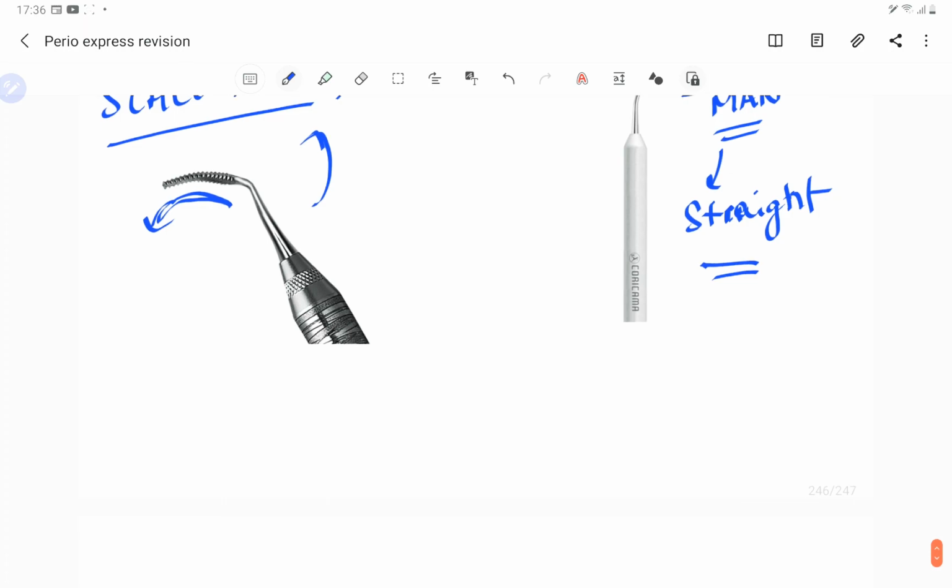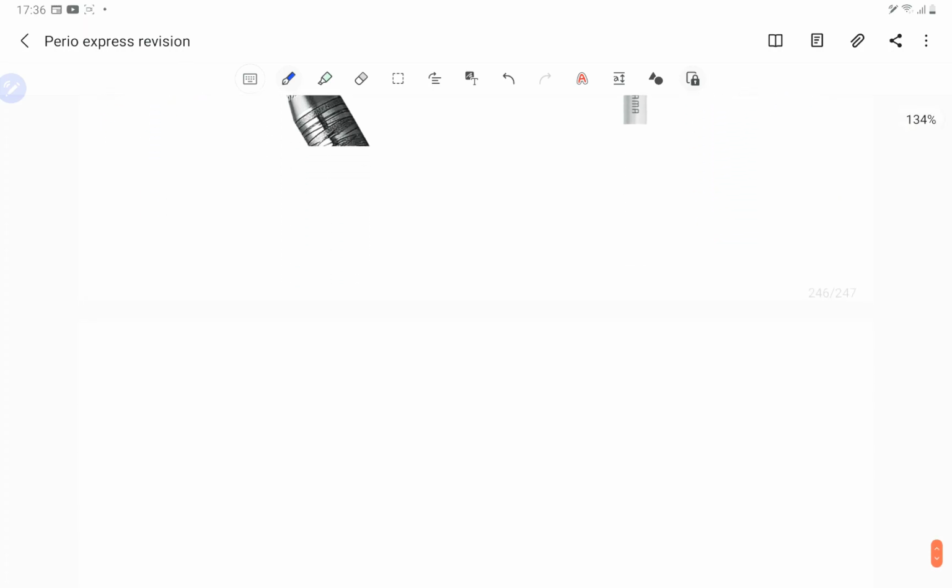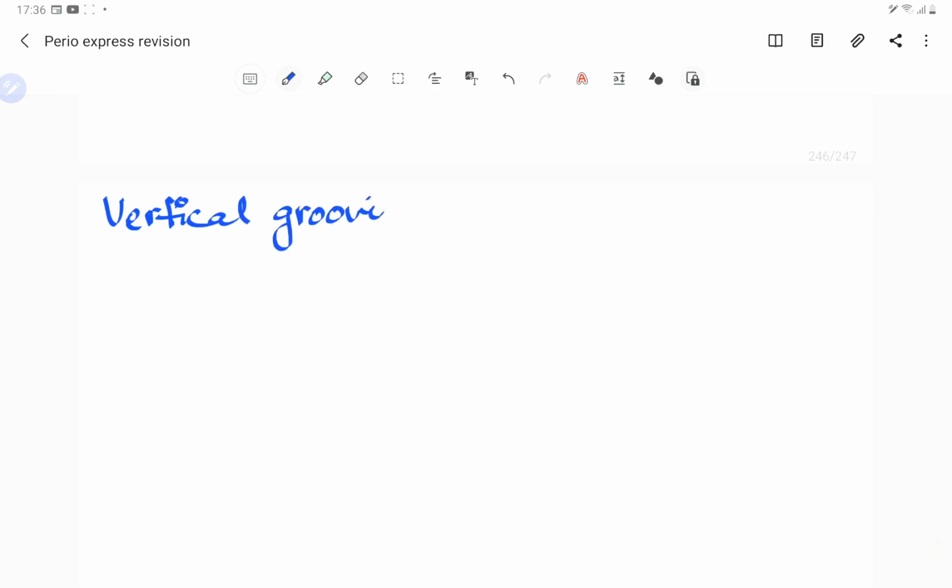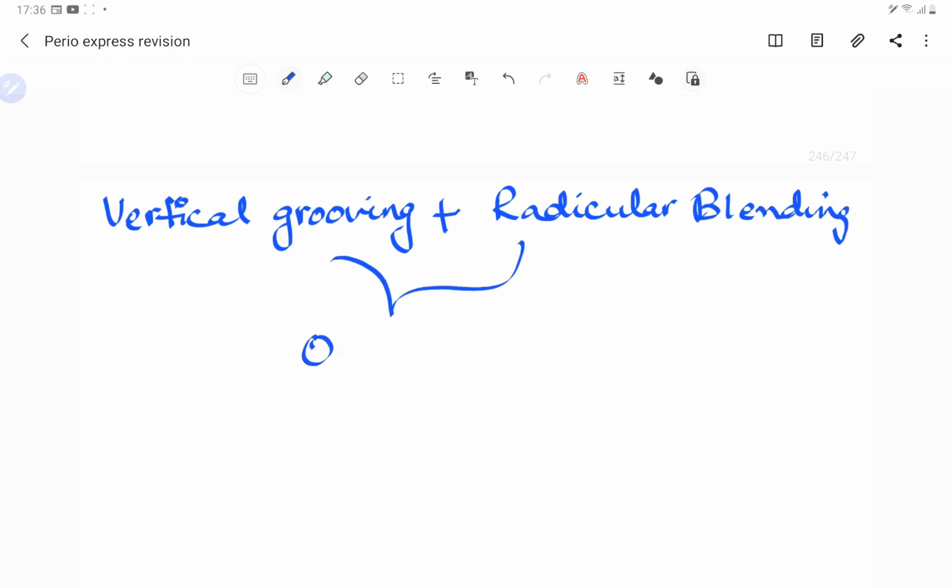So which all procedures do you use this vertical grooving plus radicular blending, right? Very important, very, very important. So both of these, we know that both of these are osteoplasty procedures.